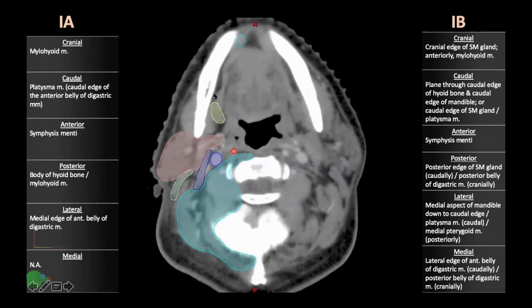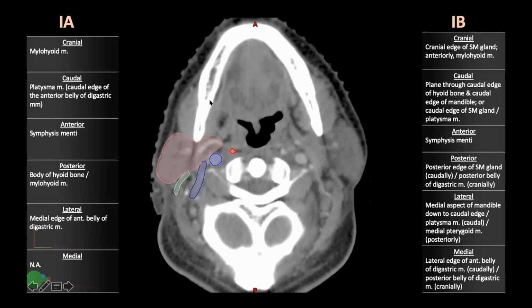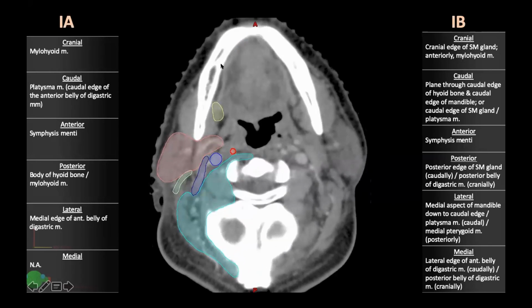So over here, I'm going cranially again. Over here, you can't see any space because here the mylohyoid muscle is inserted onto the mandible. But as I scroll caudally, you can see this space. So this means this is below the mylohyoid muscle. So this space has to be included when you're including level 1B. And obviously you have to include the submandibular gland.